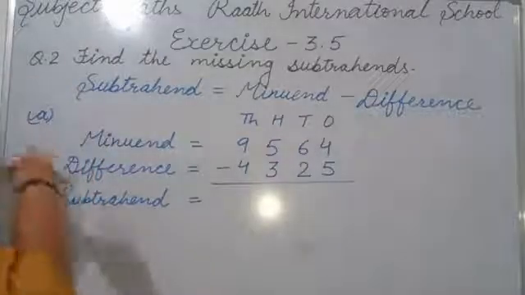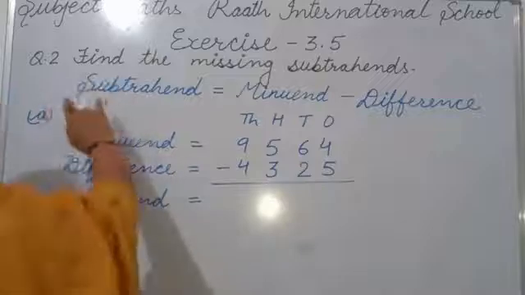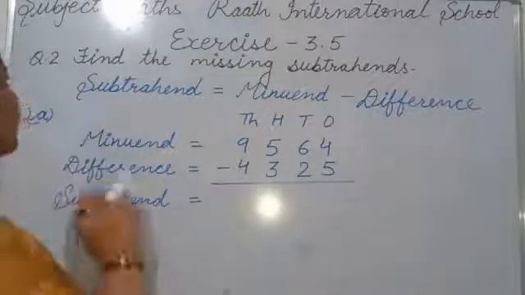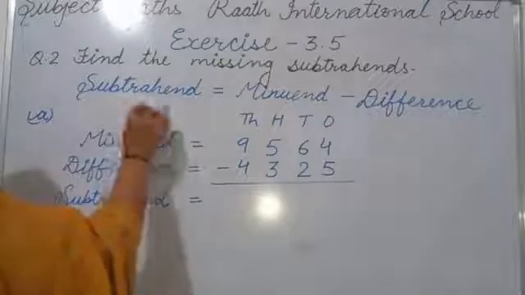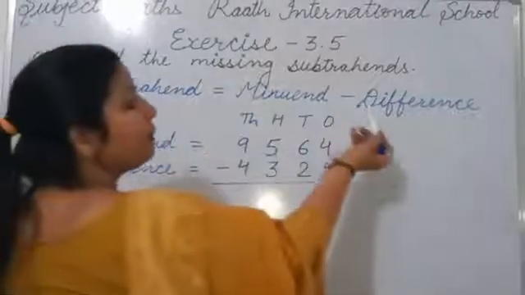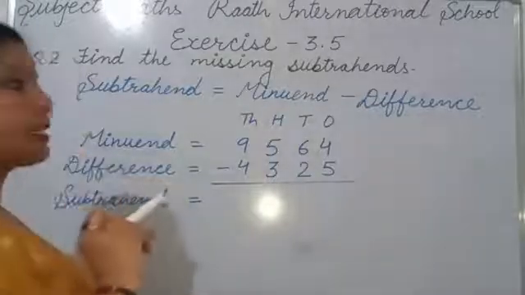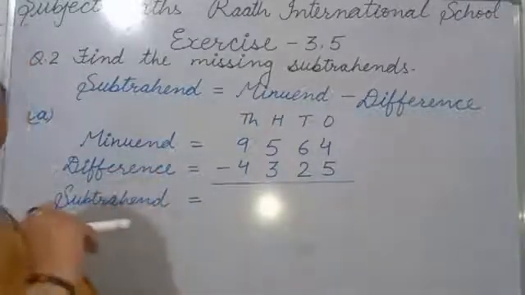So what formula will we use here? On the top we will write this formula, and after that we will solve all the parts A, B, C, D. So what is the formula? Subtrahend equals minuend minus difference. Minuend में से हम difference को minus करेंगे. So we can get the subtrahend.